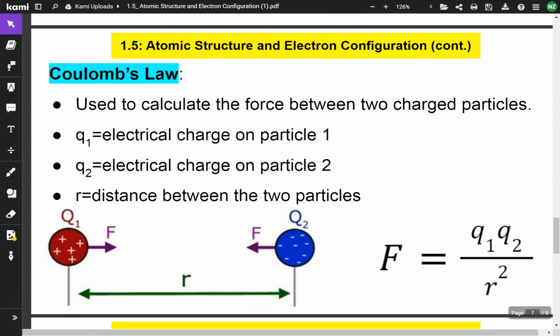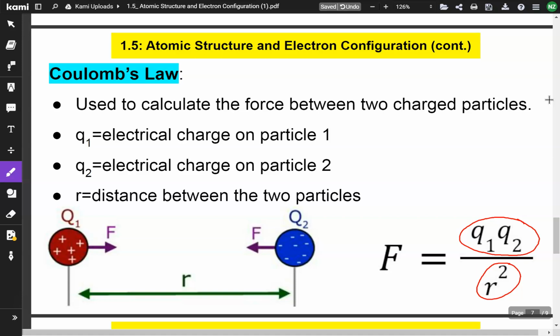All right, Coulomb's law. We use that to calculate the force between 2 charged particles. I've got the whole formula written out here. Q1 and Q2 are in the numerator. Q1 represents the electrical charge on particle 1. Q2 represents the electrical charge on particle 2. R, I like to think of that as the radius or the distance between them. That's the distance between our 2 particles.